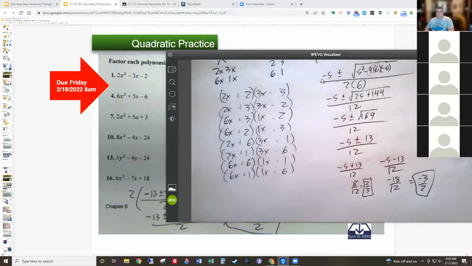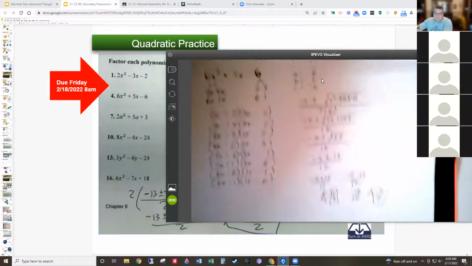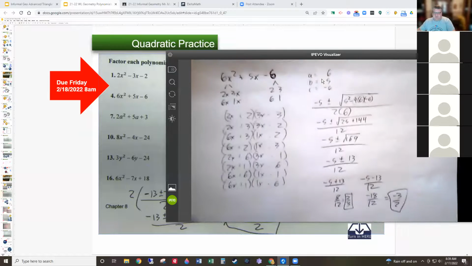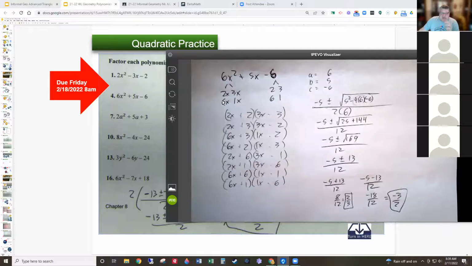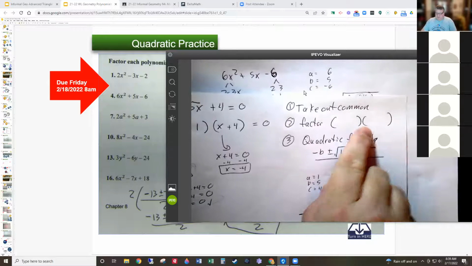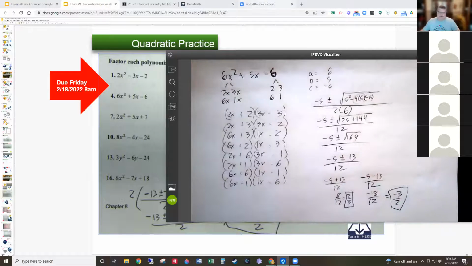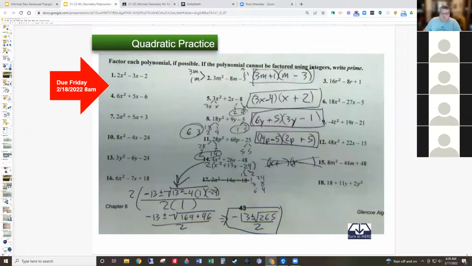There you go. Okay, so here's the whole point of this, guys. I could have some fairly simple problems or some fairly complex problems. But in either case, I'm going to have to decide: take out common, try factoring it if it's easy, worst case scenario, quadratic. That is exactly what this worksheet is all about. You need to do all of the undone problems, which means 1, 4, 7, 10, 13, 16, 3, 6, 9, 12, 15, 18.